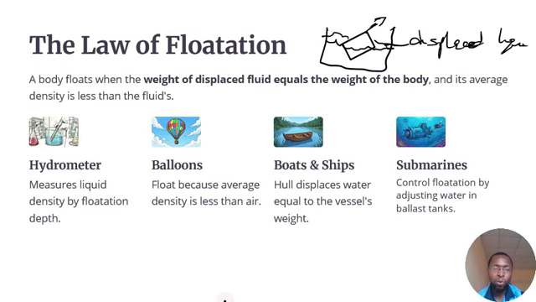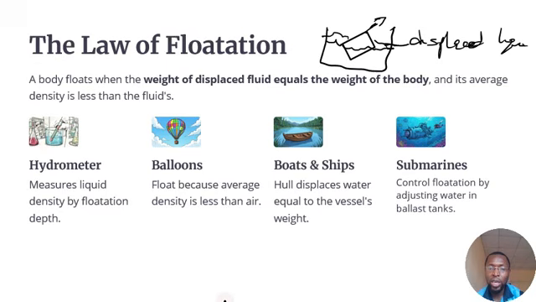And what are the applications? We use a hydrometer to measure the density of a substance, and it is done using the law of flotation as well. Balloons can also float because the average density of the balloon is lesser than air. So an object can only float when the density of that object is lesser than the density of where it is found. If the balloon density is higher, there is no way it will be floating in the air.